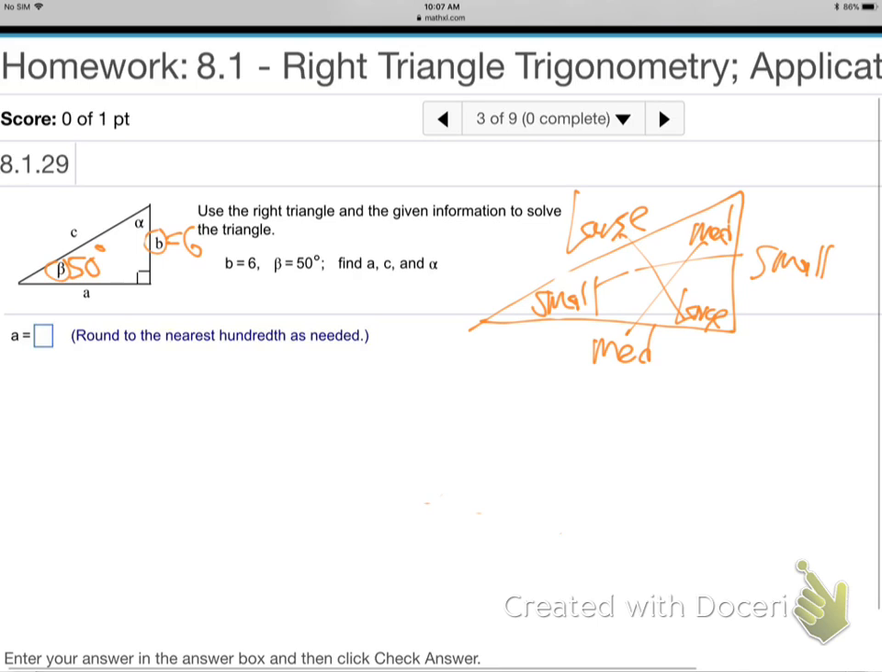Okay. So, what should we do first? What can we find easily in this triangle? What do you know right away? Do you know angle alpha? What's it got to be? What's angle alpha got to be? 40. Got to be 40. Good. How'd you know? Samuel, how'd you know? Just came to you. Just a flash.